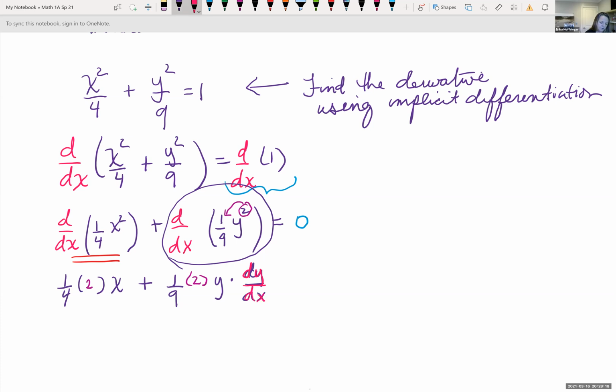Is equal to 0. Okay, so we're almost there. Let's actually clean this up a little bit. So this is the same thing as, well, 2 goes into 4 twice. And so this would give us x over 2 plus 2y over 9 dy dx equals 0.